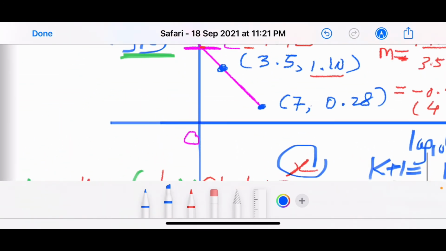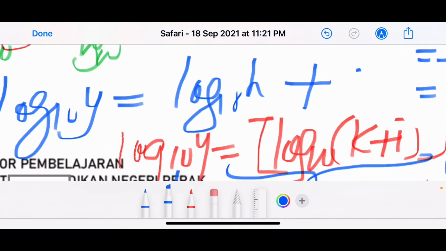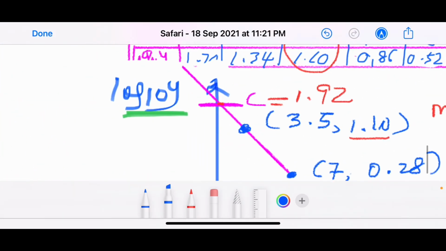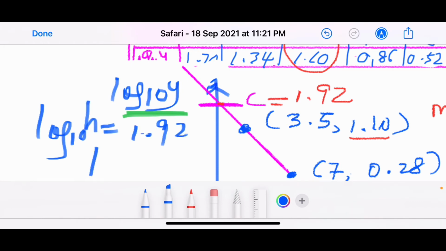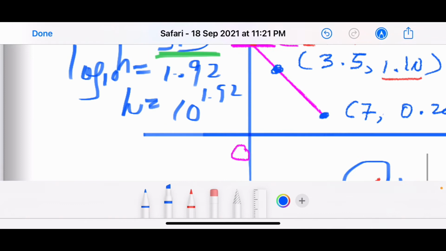So how to find the constant h? Of course, this is your y-intercept, right? This is the y-intercept, log 10 h. Okay, so it's equivalent to c. So it's here 1.92. Log 10 h is equal to 1.92. So that means h is just 10 to the power of 1.92, or you just anti-log, shift log 1.92. So the answer is 83.176. Wow, it's a big number.